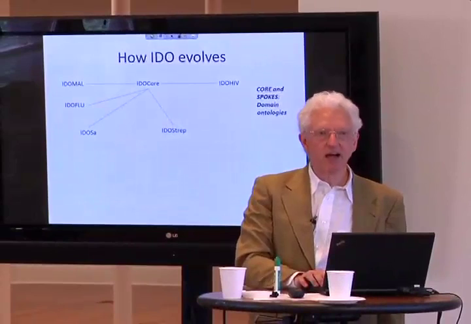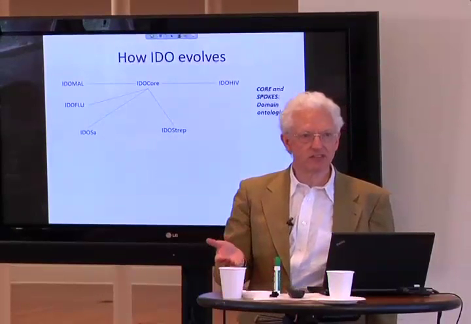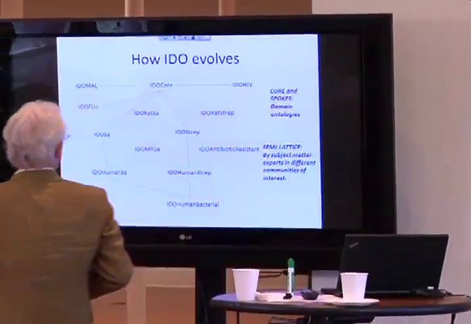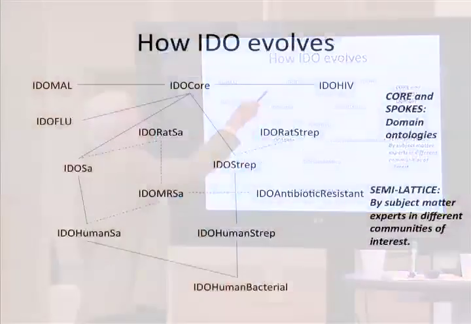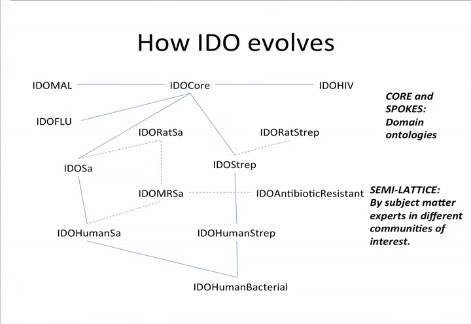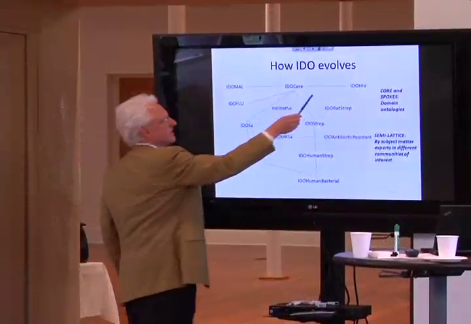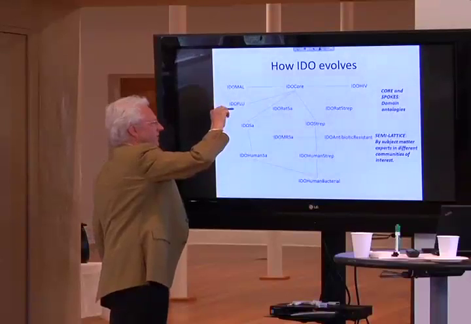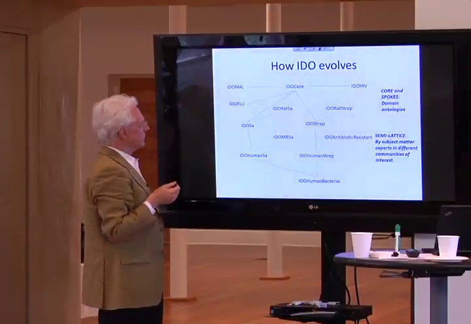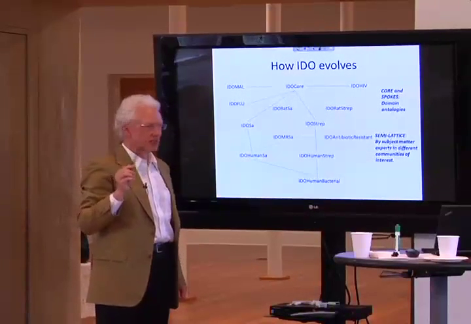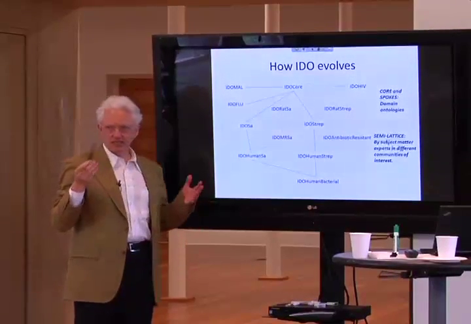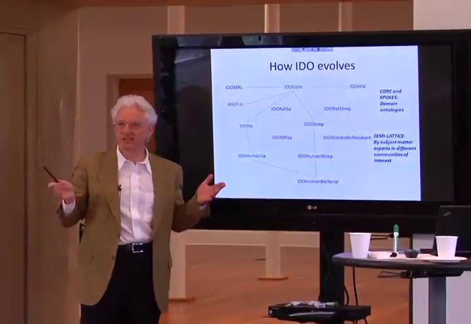The problem is that infectious diseases are evolving all the time. And so we want IDO itself to be evolving by means of extension ontologies, in tandem with the way in which the disease is evolving. So we have an HIV extension, we have a malaria extension, we have a flu extension, and we've done quite a bit of work with Staph aureus. So we have the IDO Staph aureus ontology, which is the core of all our Staph aureus ontologies.